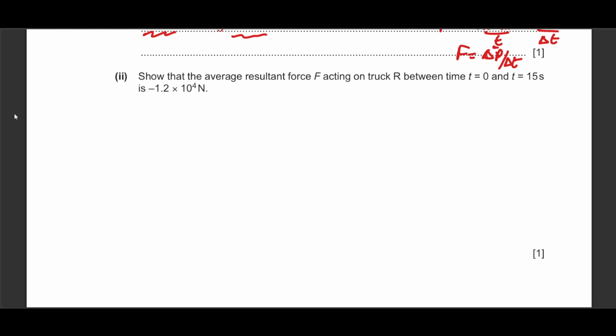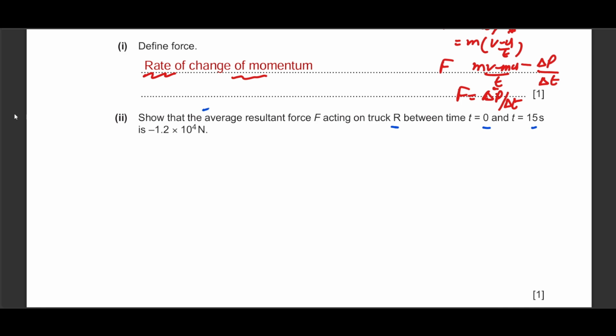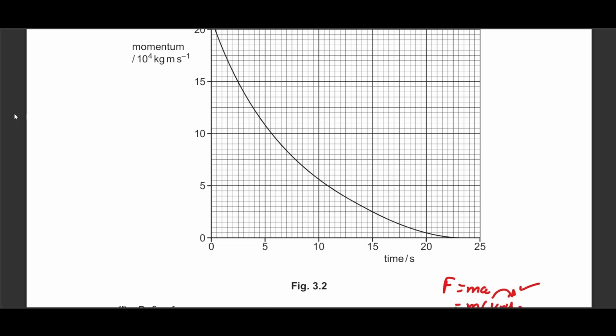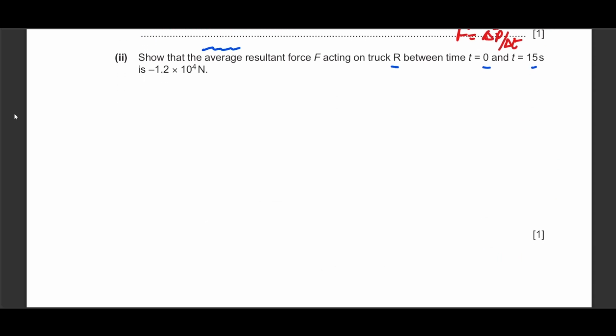Show that the average resultant force F acting on the truck between t equals 0 to 15 is this. Now, you might get confused because it's a curved line, but no need to worry because he's asking for an average resultant force. So what we can do is just pick out the values. This one is 21, and for the first 15 seconds, this one should be 2.5. Don't forget that this is 10 raised to power 4, and this is happening between 0 to 15.